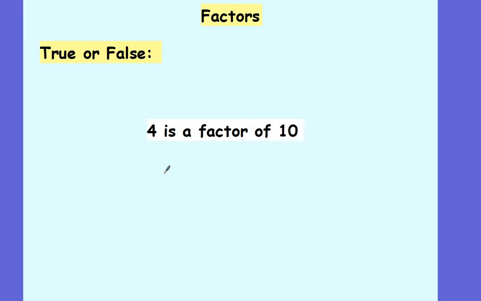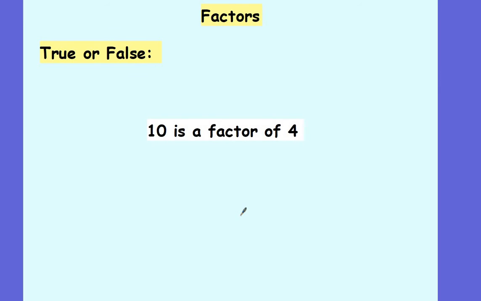True or false? 4 is a factor of 10. That one's false. I can't multiply 4 by a whole number to get 10. I can multiply it by 3 and get 12. I can multiply it by 2 and get 8, but I cannot multiply it by a whole number and get 10. I can't get 10, so that one's false.